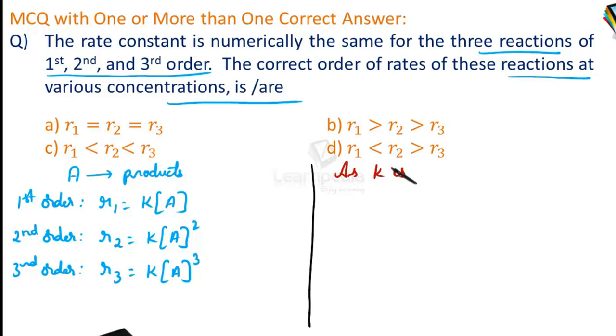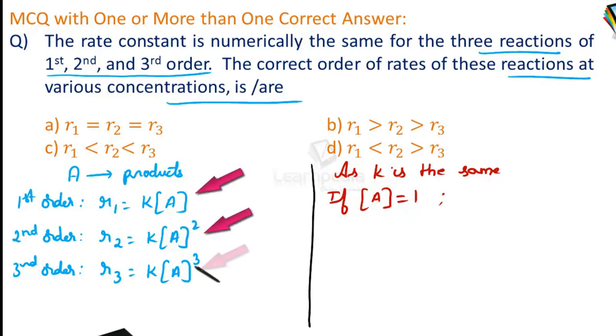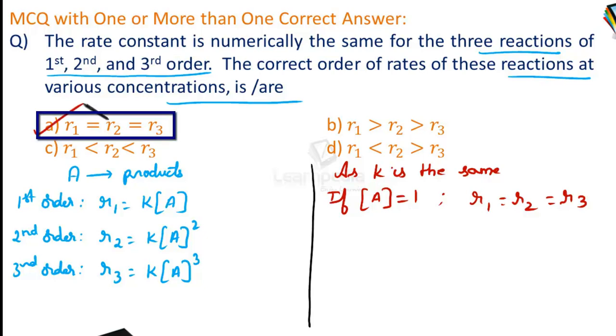So, as K is the same in all these reactions, if we consider that the concentration of A is equal to 1, now tell me what happens. When the concentration of A is 1, A power 1, A power 2, A power 3 all become the same value, that is 1. So now R1 is equal to K, R2 is equal to K and R3 is equal to K, isn't it? It means R1 is equal to R2 is equal to R3. So this is the case when the concentration of the reactant is equal to 1. So definitely this should be there in our final answer.